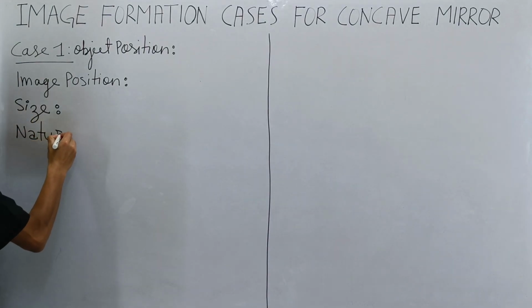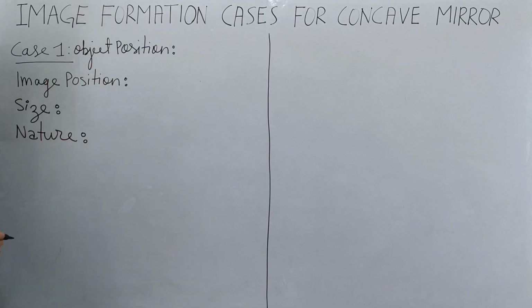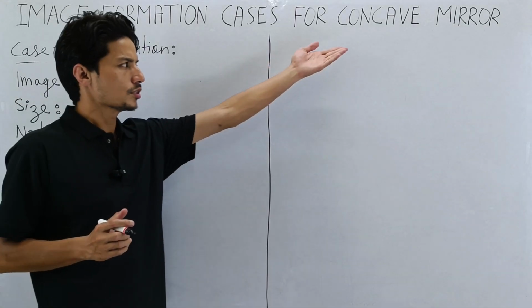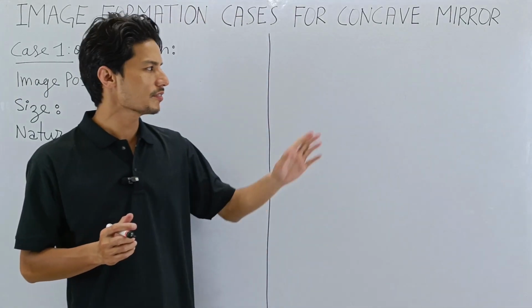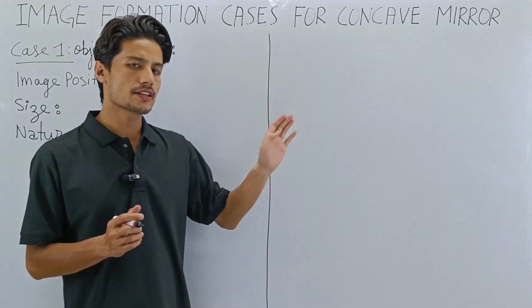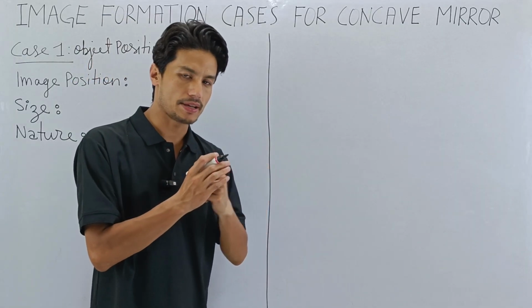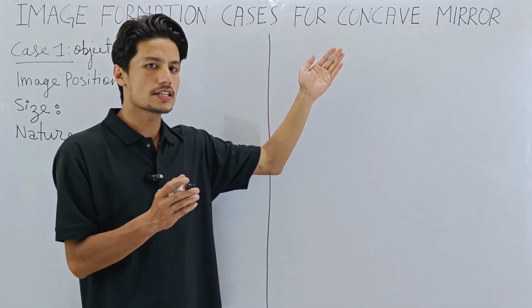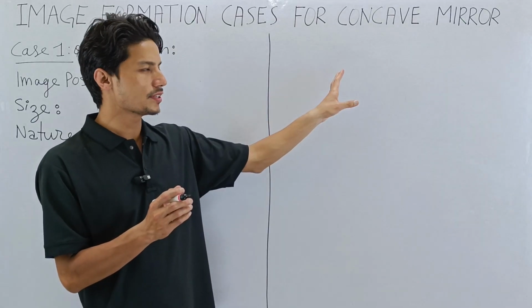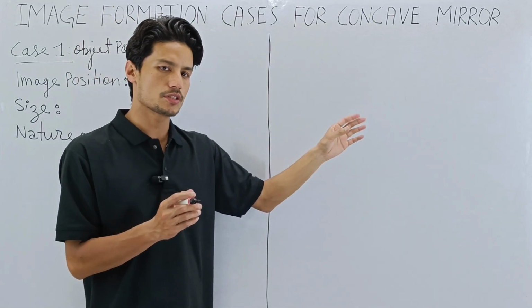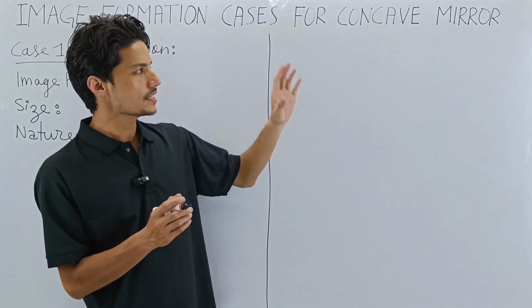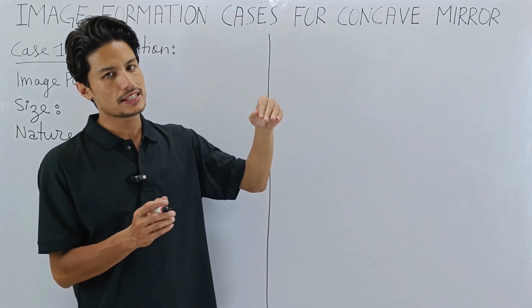So nature, well, a concave mirror will give you real images, and if the image is real, then my dear students, remember that the image is inverted. So a concave mirror, for most of the cases, will give you a real image. Since it will be a real image, the image will be inverted.